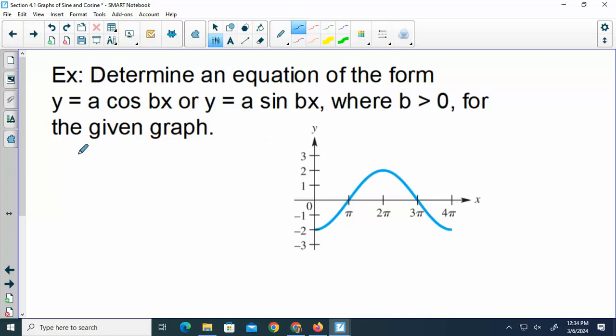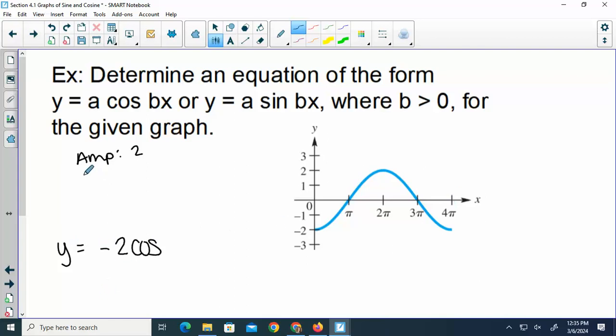What is our amplitude of this graph? 2. So we know we'll have a 2 in front. Is this a sine or a cosine graph? Cosine. Sine has to start in the middle. Cosine starts at its high or low point, so we know it's cosine. But cosine should start up high. So what would make it start down low?